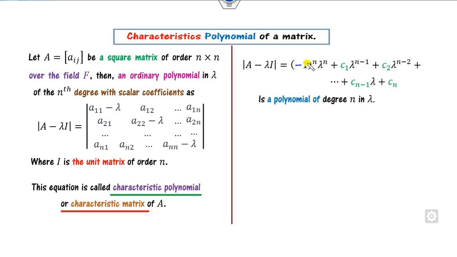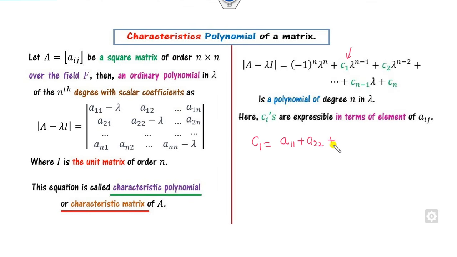Why have I written a -1? Because if you expand, it is (-1) raised to the power n. Now here the unknown coefficients C1, C2, what are those? These C1, C2, C3 and Cn, you can find with the help of the coefficient matrix Aij. For example, what is the meaning of C1? C1 is nothing but A11 plus A22 plus and so on. That is simply the sum of the diagonal entries of the matrix A.